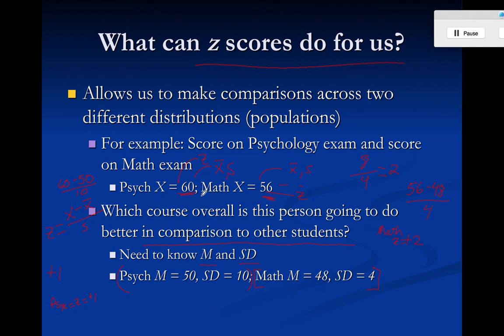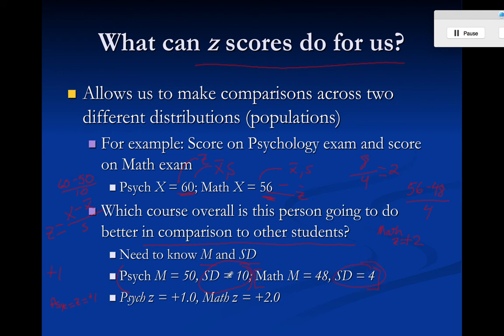So in our particular case, for psych, I have a z-score of 1. For math, I have a z-score of 2. So technically, I am doing better in math because I am further away from the math average above the mean than I am in psych. So even though I have a higher grade in psych, I'm actually doing worse in psychology because I'm not that far away from the mean in psychology compared to math. In math, I'm 2 standard deviations away, so I am 8 points above the mean, while in psychology, I'm only 10 points above the mean, but my standard deviation is what's pulling me down.